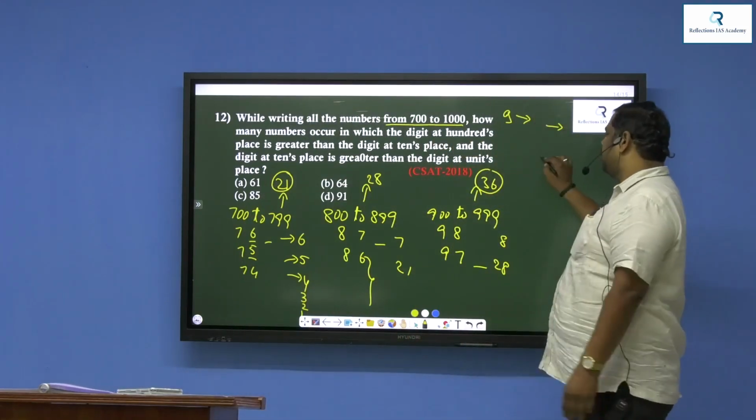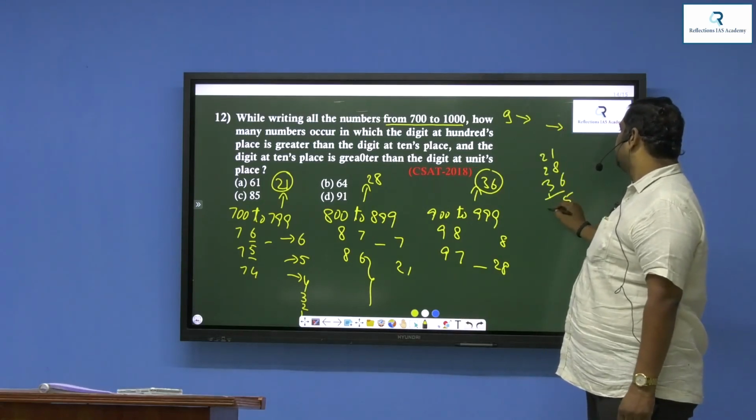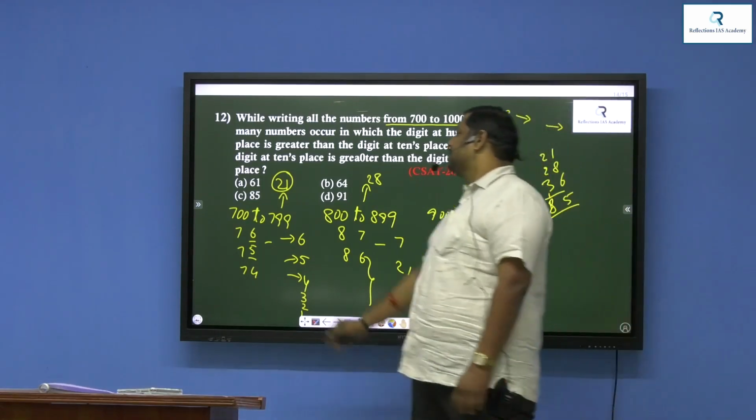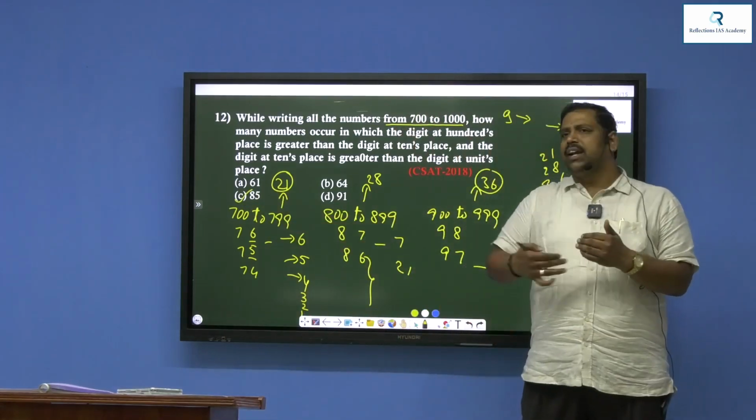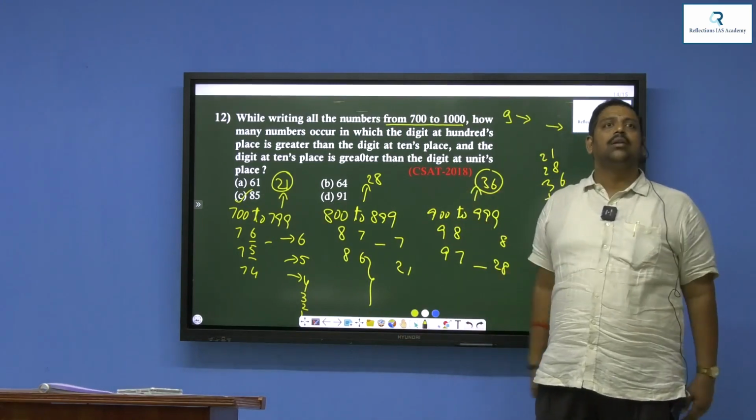Okay, add it. 21, 28, 36. Okay, 15, and this is 14 or 15? 4 plus 4, 8, 85. Okay, how many cases are there? See, 85 cases. Do you understand how logically we can count them? Am I clear? Good.